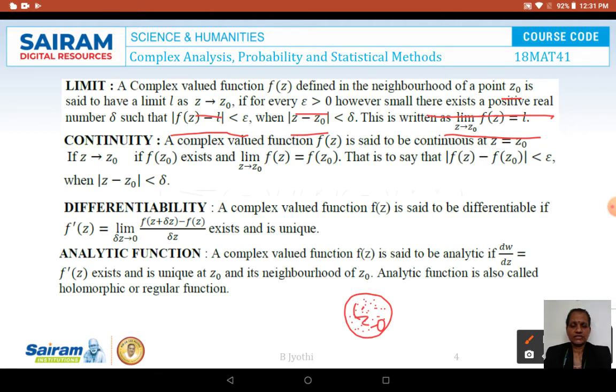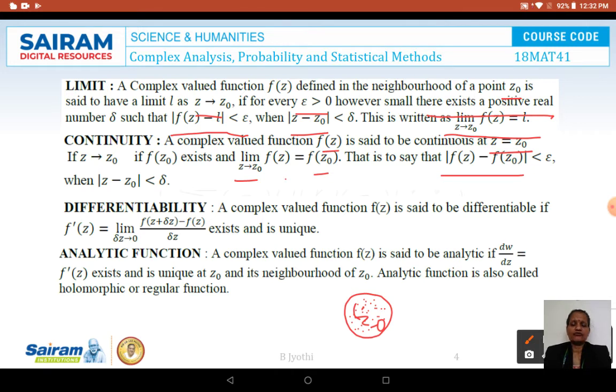Coming to the continuity, a complex valued function f of z is said to be continuous at the point z0 if f of z0 exists and the limit of f of z is equal to f of z0 when z tends to z0. That is, mod of f of z minus f of z0 is less than epsilon when mod of z minus z0 is less than delta. Coming to the differentiability.